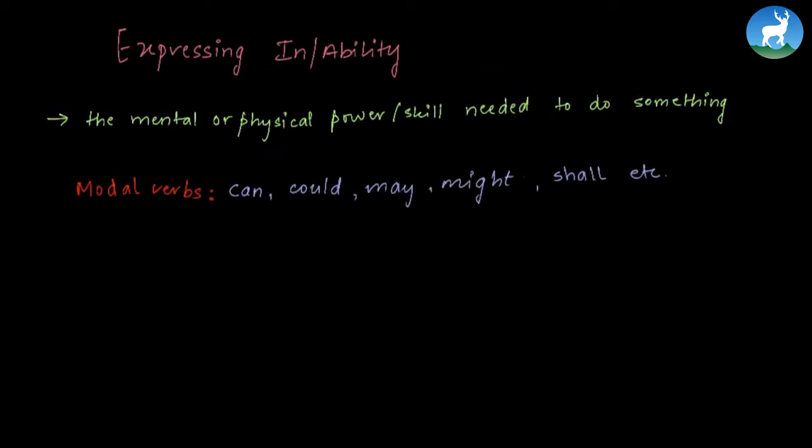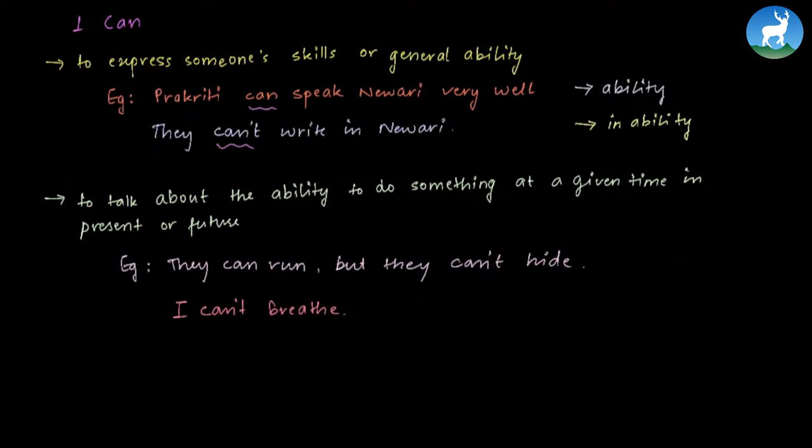Let's walk through it once again. The mental or physical power or skill to do something is known as ability. So some of the modal verbs like can, could, was are used to express ability. The first expression is done through can, where can is generally used to express someone's skill or general ability. Example, Prakriti can speak Newari very well. So it's her general ability, her general skill to speak in Newari very well. So this is an ability.